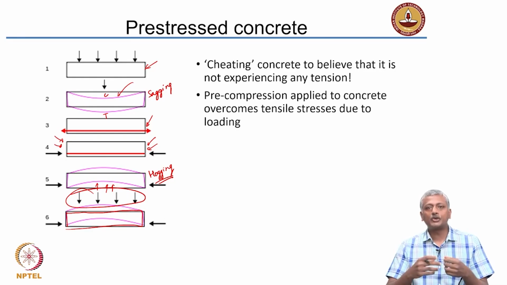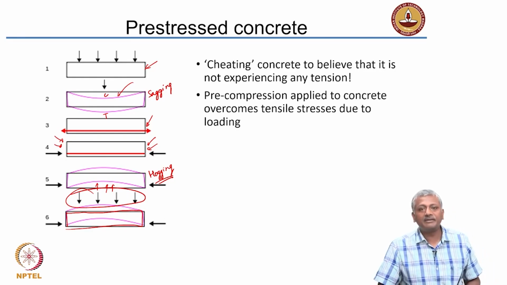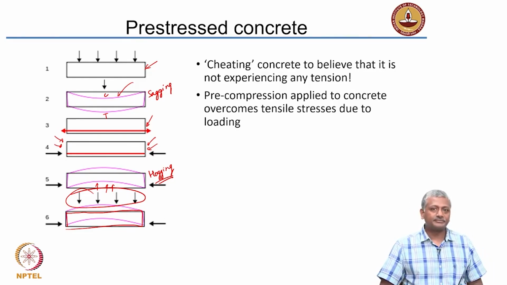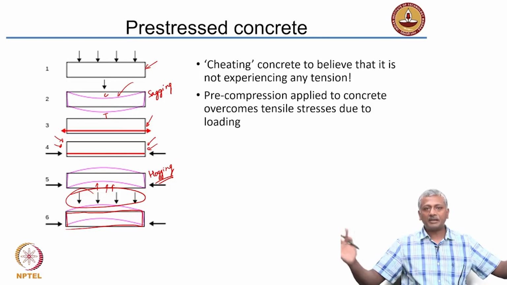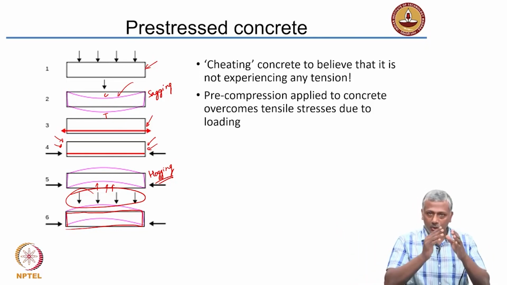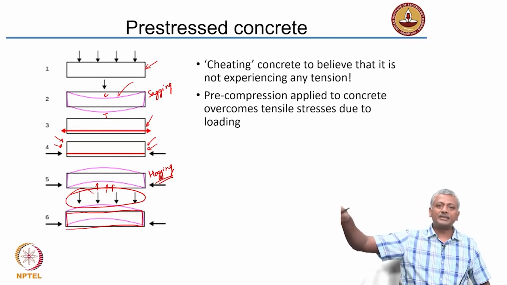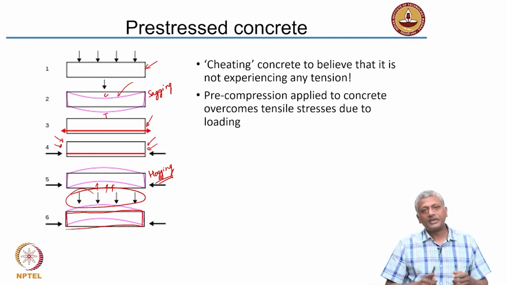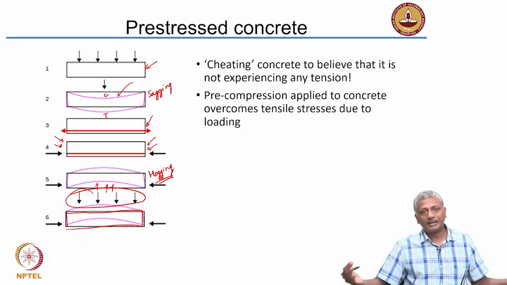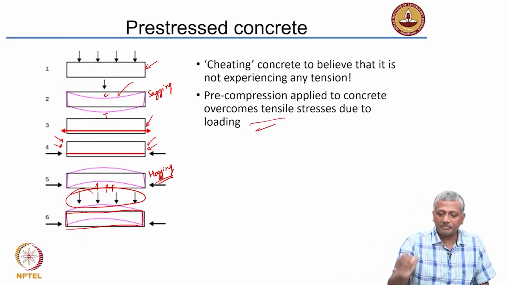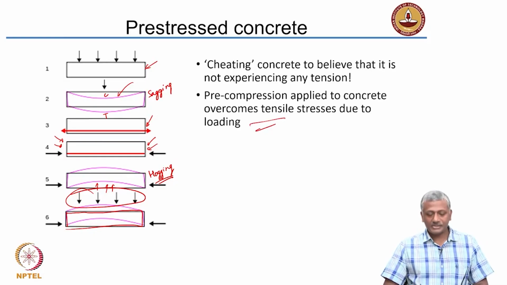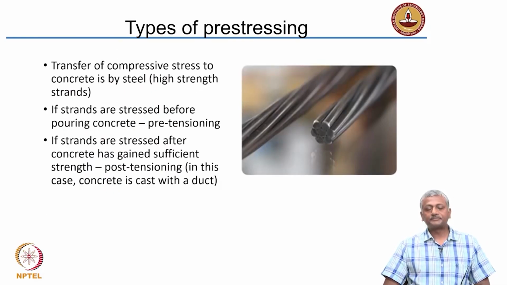So what you are doing is you are cheating the concrete into believing that it's not experiencing any tension, right, by causing it to compress before it's getting loaded. So you have a pre-compression that causes compressive stress throughout the concrete. Then you have the loading in the structure which causes tension at the bottom. So the compression because of pre-compression and tension because of loading cancel each other out. Okay. So pre-compression is applied to concrete to overcome tensile stresses due to loading.